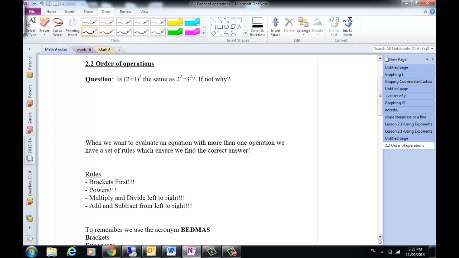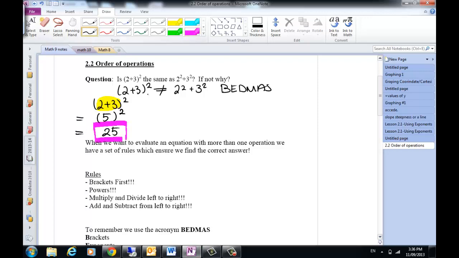The answer is no. So 2 plus 3 all squared does not equal 2 squared plus 3 squared. And that's because we must follow the rules of BEDMAS. So looking at 2 plus 3 squared, assuming that we're following the rules right away, we go into our bracket, and the only thing that we have to simplify is the 2 plus 3, and therefore we can write this as 5. Our exponent stays. And then I go back to BEDMAS, and the only thing that I have left to do here is the 5 squared, so I get 25.